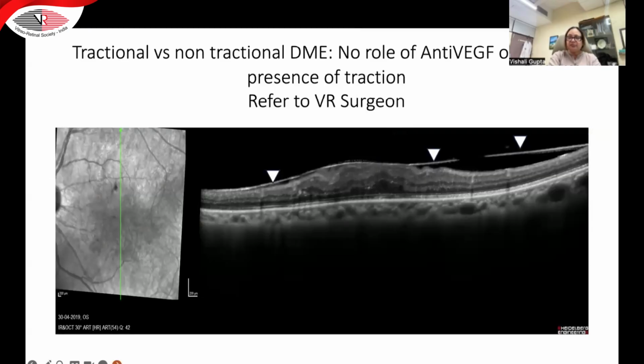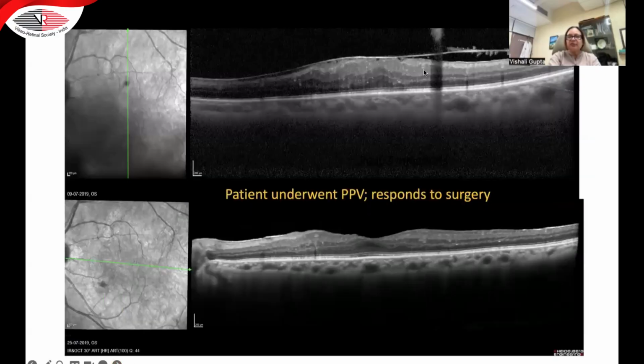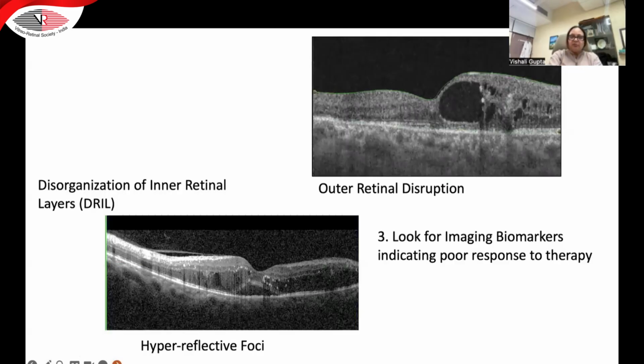Another pattern, which is a very important pattern, is to look at the presence of traction, which we call taut posterior hyaloid membrane or vitreomacular traction sometimes. Because if you have the tractional variety of macular edema, you should not be attempting injections or laser. Now, this patient you straight away send to the VR surgeon. You can see this is the edge presentation, I just did vitrectomy. So macular edema responds to vitrectomy because the etiology is tractional.